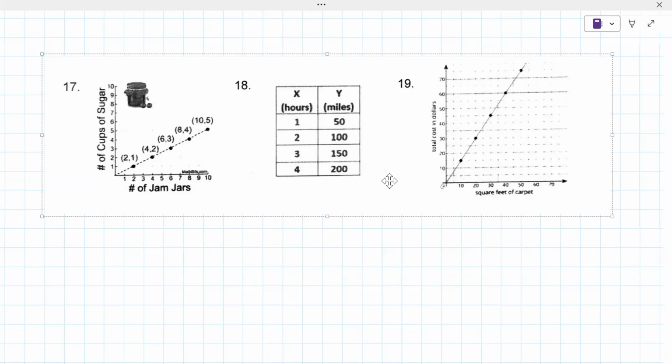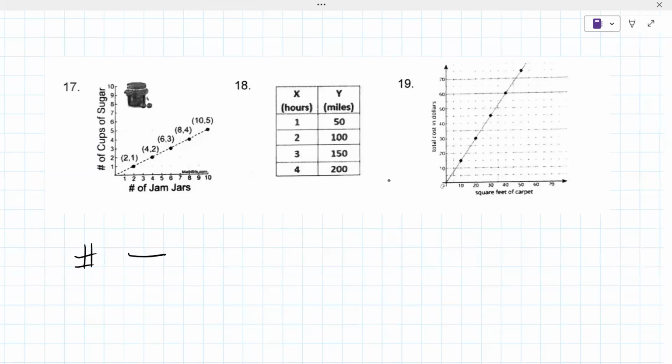For one jam jar, it's 0.5. So you have to give me a number and then something per something. Always a number and then a unit per unit. 0.5 cups of sugar for one jam jar. Sugar per jam jar. Okay, that works.